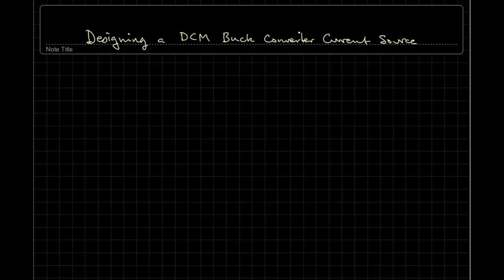In this lesson, we're going to look at how we can design a current source using a switch mode converter, specifically a buck converter, and specifically a buck converter that operates in the discontinuous conduction mode. Let's begin by drawing an ideal circuit.